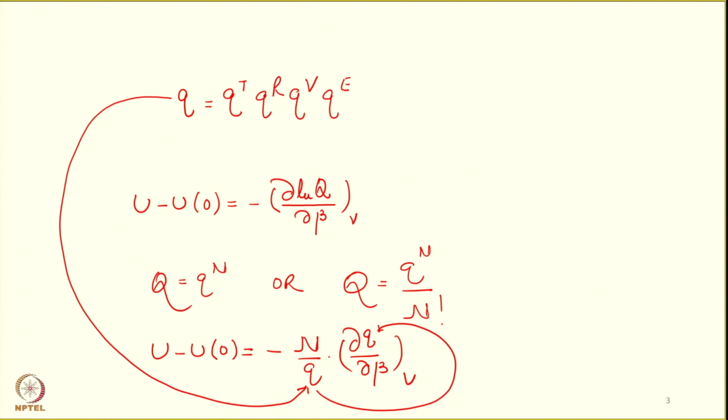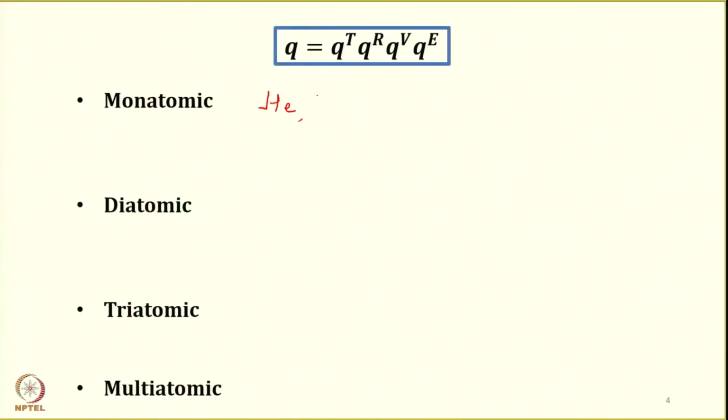Similarly, when you talk about entropy or Gibbs function or Helmholtz function or enthalpy, you will have to first analyze whether the system involves translational contribution only or other contributions also. Now, monatomic, for example, I will just take helium gas, argon gas.